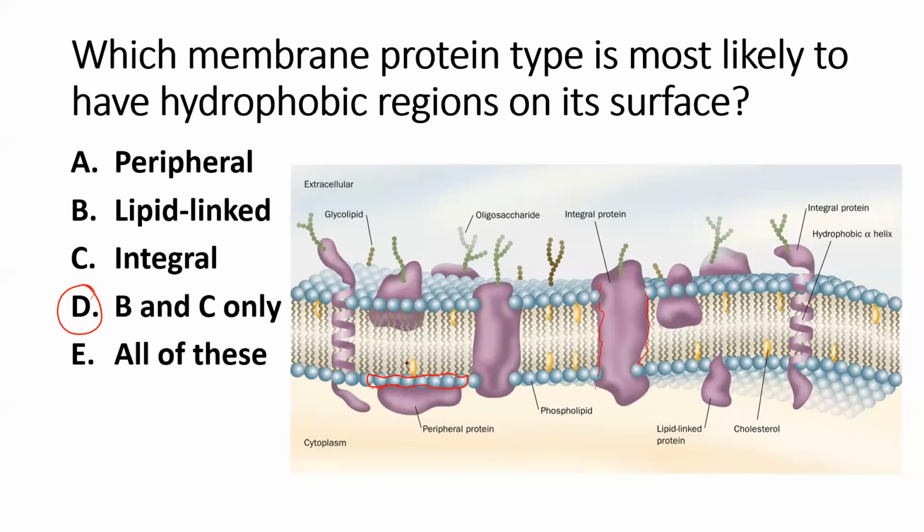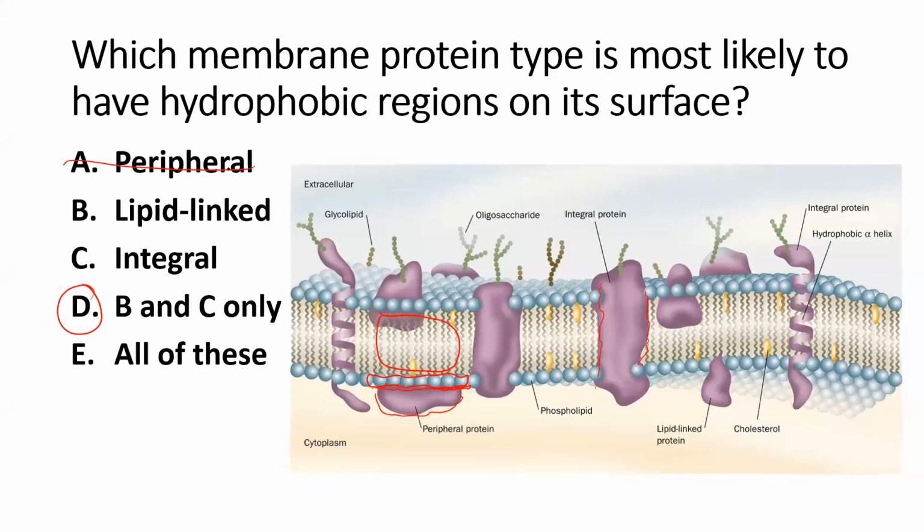And so they're not actually incorporated within the nonpolar region of the lipid bilayer. So this is less likely to have hydrophobic regions on its surface. In fact, it's more likely to have more charged residues on this side of the surface, and you would expect a mixture of polar and charged residues on the side that is facing towards, in this case, the cytoplasm. So that is incorrect.